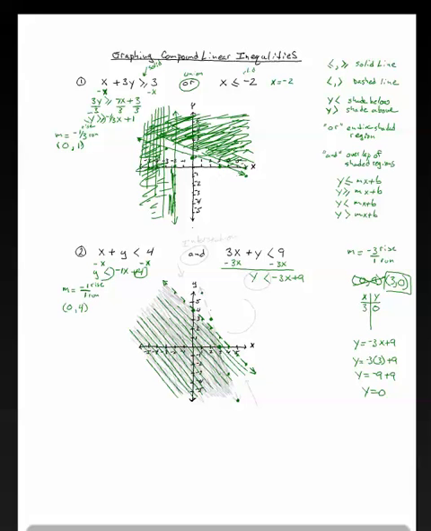Now once again, this says y is less. So this is a strict inequality. So we want to do a dashed line. Alright, and since it's y is less, we're going to shade below this line. So very carefully and lightly shade below the line.